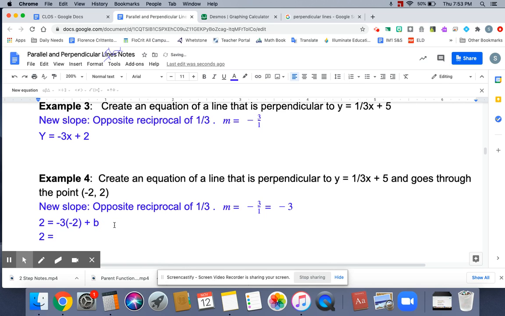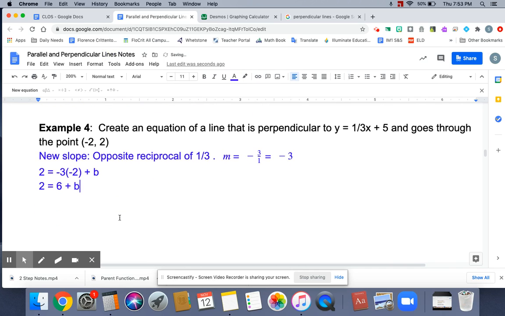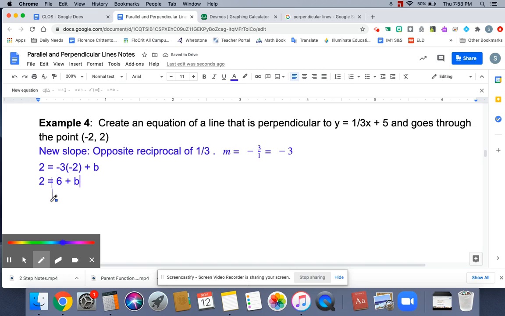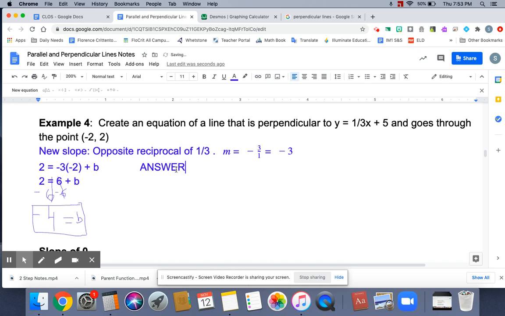So -3 times -2 is +6. And then how do I solve for that b? By subtracting the 6 away. 2 minus 6 is -4. And that's what b is going to equal, because the 6 minus 6 eliminates and becomes 0. Which means the answer is that y equals -3x and then -4 for that b.